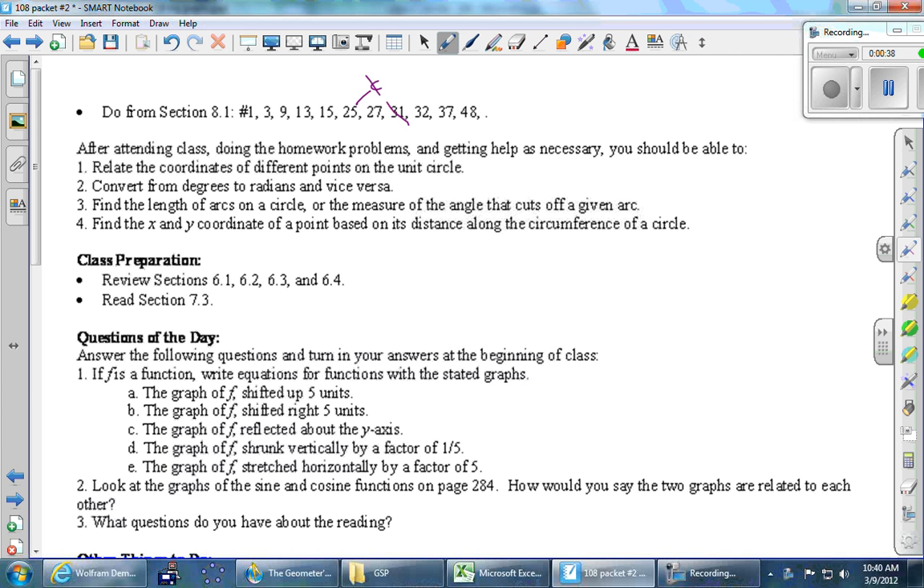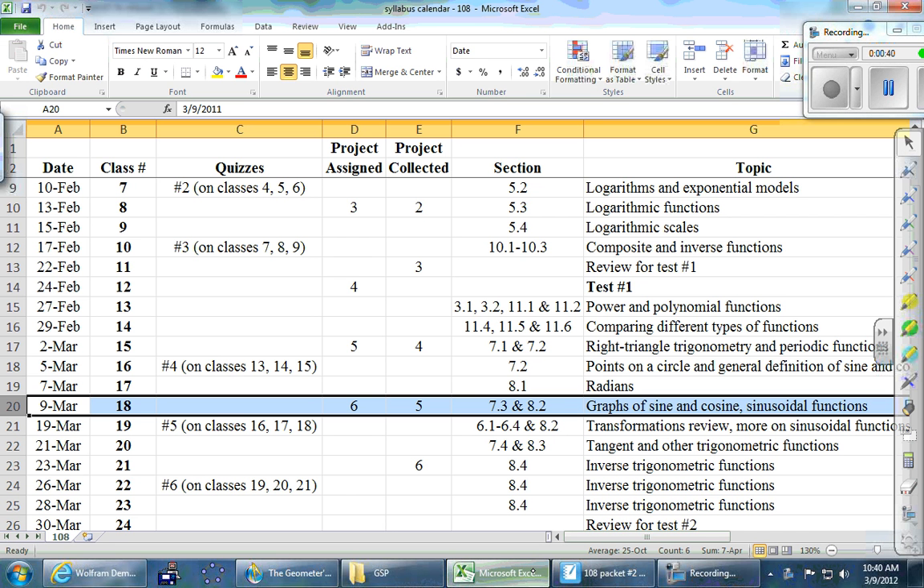Sorry about that. Okay, a look at the calendar. Today, project number 5 is due, so hopefully it's in the folders. Project number 6 is officially assigned. I have extras up here, but I handed them out last time. Is there anybody that does not have project 6 from Wednesday?